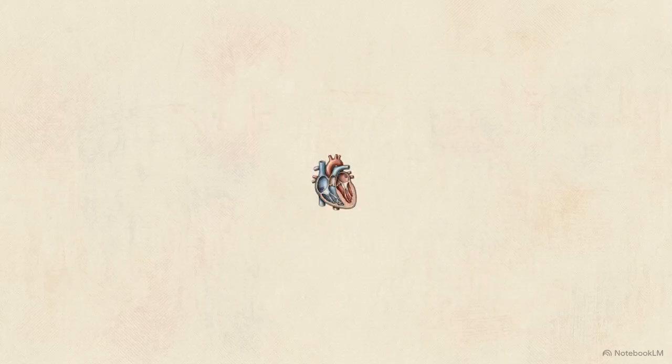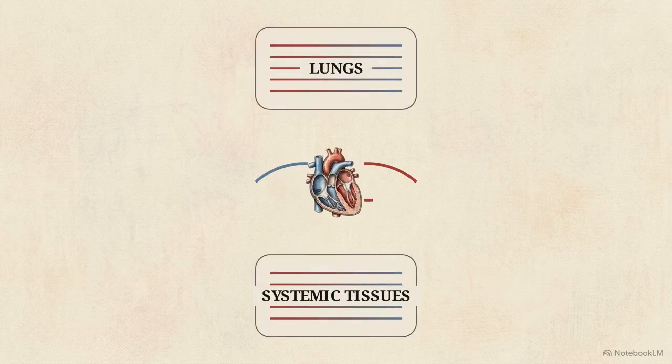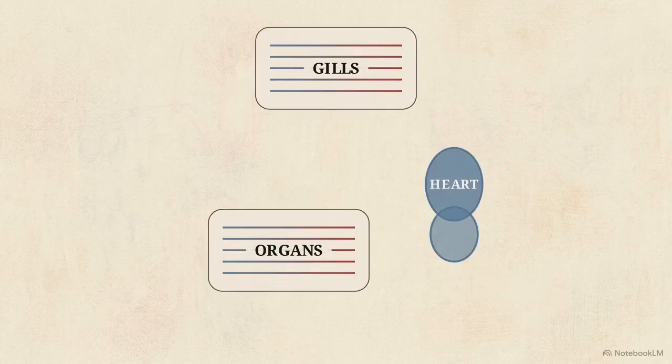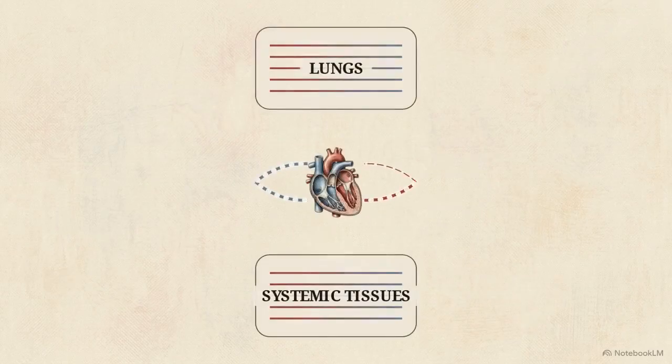Distributing this payload requires dedicated infrastructure. Mammals utilize a double circulatory system, which physically separates the flow into 2 circuits, a low-pressure pulmonary route to the lungs and a high-pressure systemic route to the body. Fish operate on a single circulatory system, pumping blood through their gills and directly to their organs. But squeezing fluid through the microscopic capillaries of the gills bleeds off almost all of the hydraulic pressure.